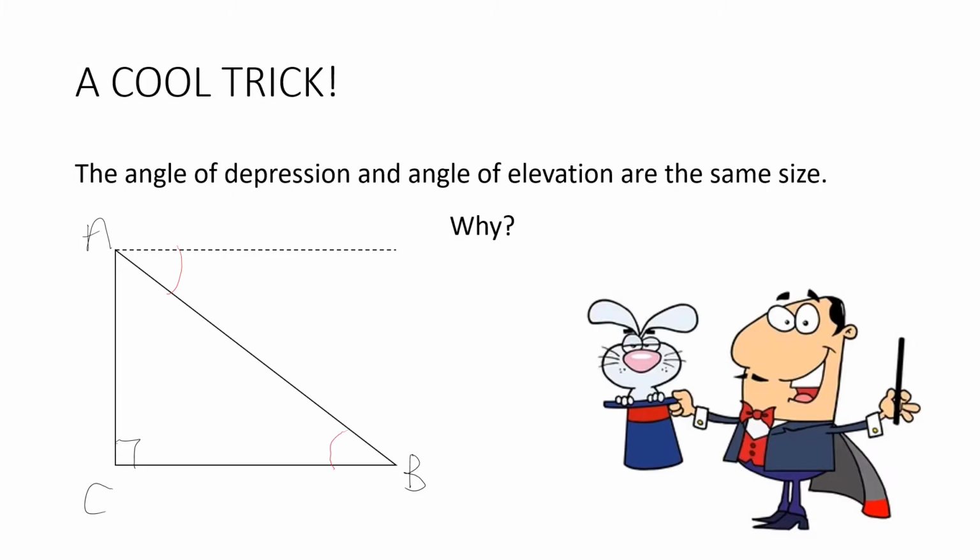Now here's a cool trick. The angle of depression and the angle of elevation are actually the same size. Can you see why that is? Do you remember what these angles are called? You might call them Z angles. More formally, they're called alternate angles. And alternate angles on parallel lines are equal. And these two lines are both horizontal, so they are parallel. So, angle of depression, angle of elevation are the same size. And that can be very useful to us.